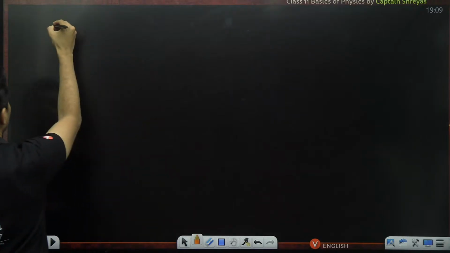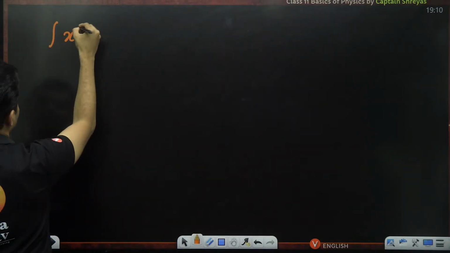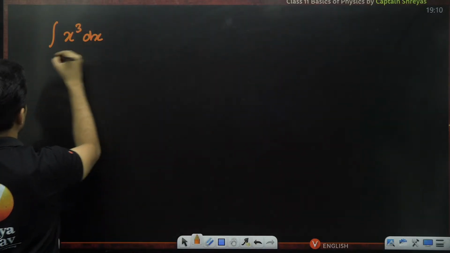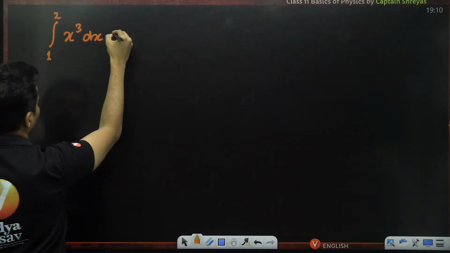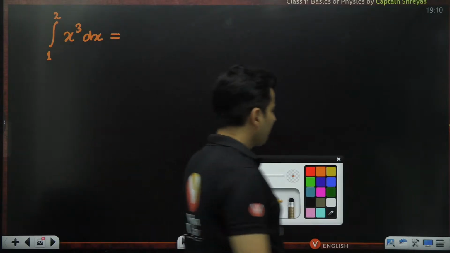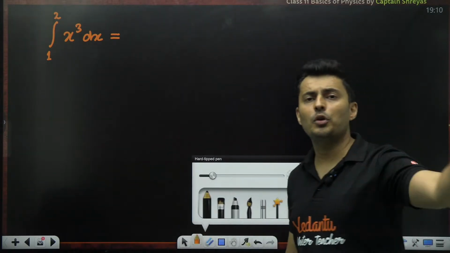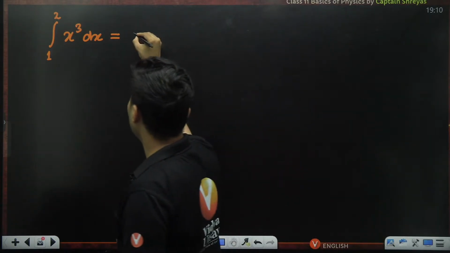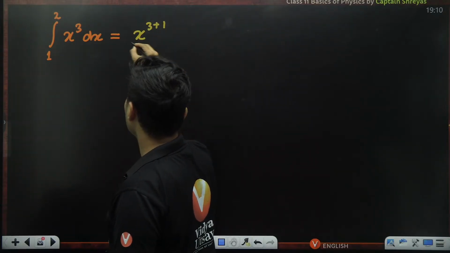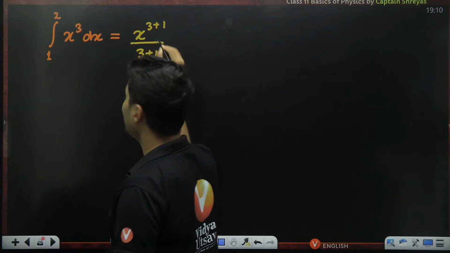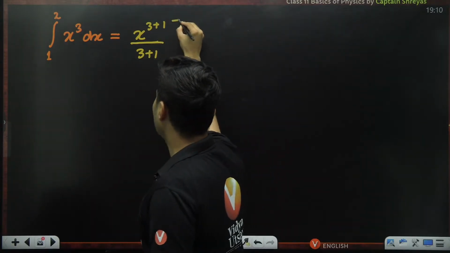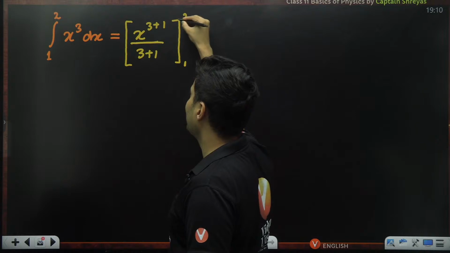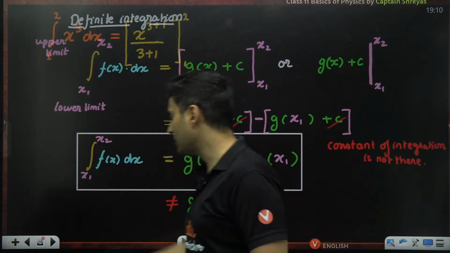Imagine I give you a question like this. Integration of x raised to 3 dx from 1 to 2. I have put some numbers. What you will do first is perform the normal integration without worrying about the limits. X raised to 3's integration, what will it be? X raised to 3 plus 1 divided by 3 plus 1. But don't write down any constants. And keep in mind, we have to tackle the upper and the lower limits. So keep it on the sidelines by the square bracket representation, just like I have told you over here.